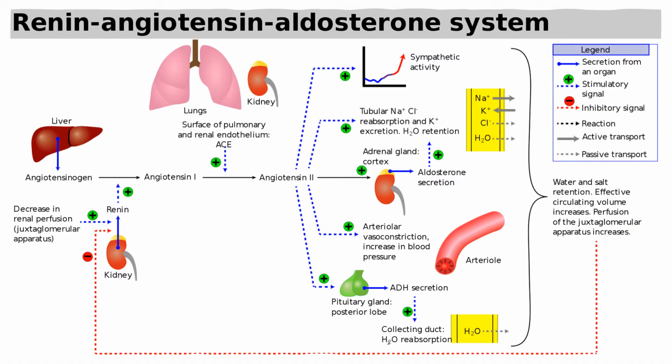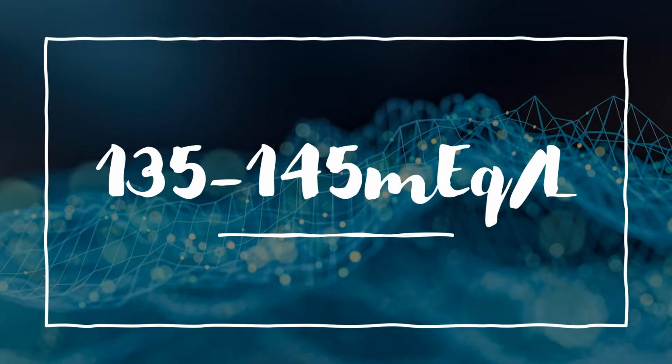Sodium is also involved in the renin-angiotensin-aldosterone system. We can see here the adrenal cortex secretes aldosterone in order to cause sodium reabsorption. This occurs predominantly in the proximal convoluted tubule. Normal sodium levels in the blood is considered to be between 135 and 145 milliequivalents per litre.